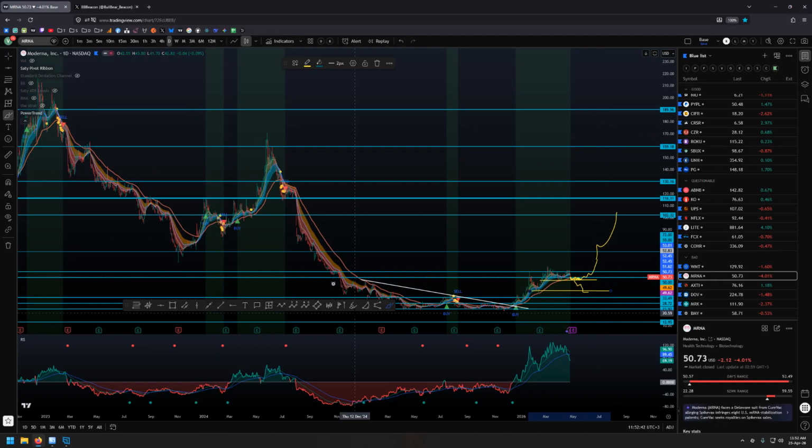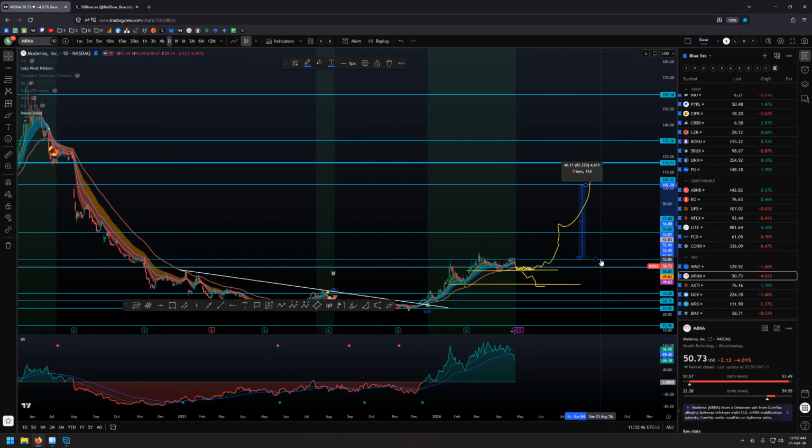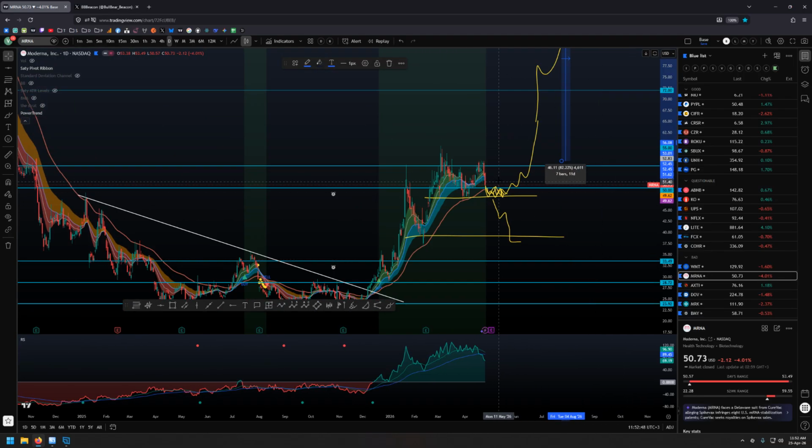Because again, we are interested in this part here, which is 82%. We don't care about the sideways that would happen in this area. We want to buy the strength, not the weakness.